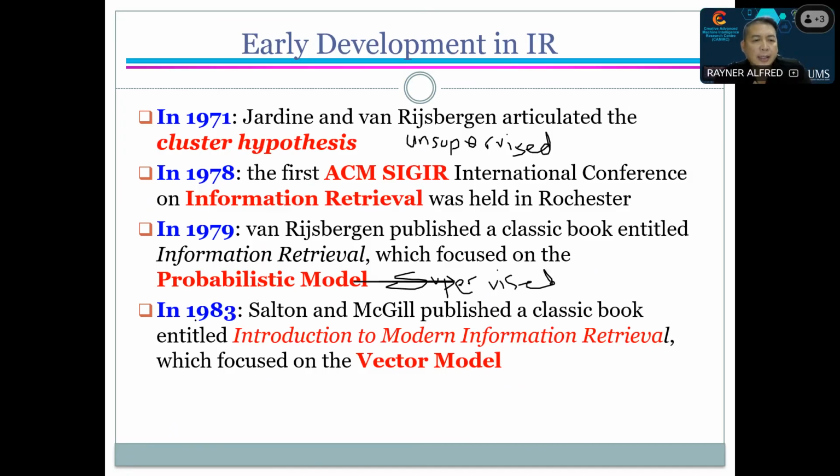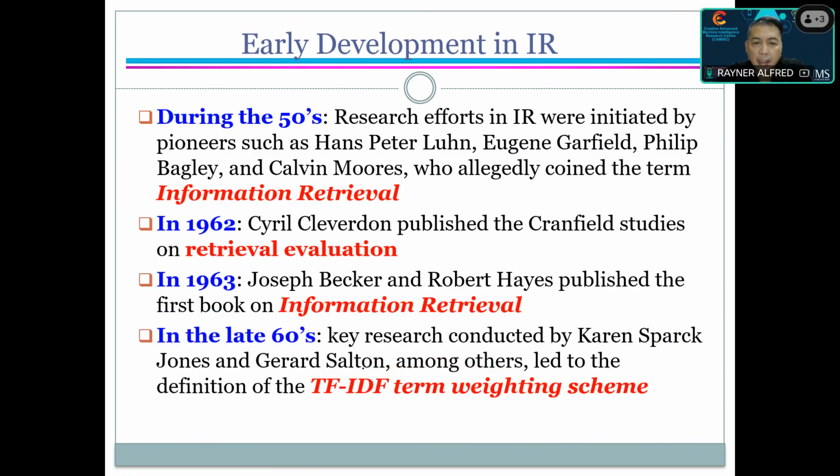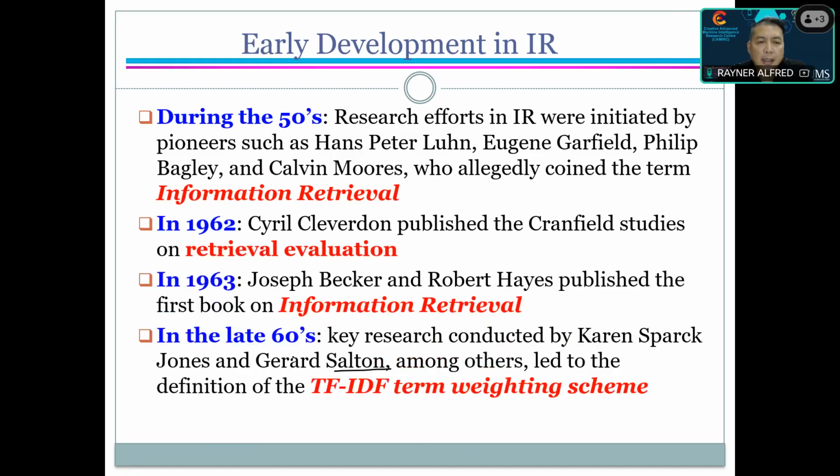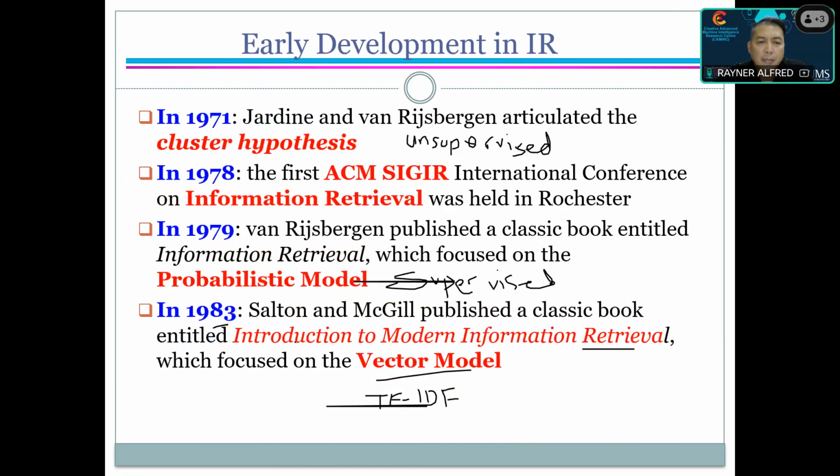Okay. So in 1983, Salton, the same person here, and McGill published a classic book called Introduction to Modern Information Retrieval. They focus on the vector model, which is similar to TF-IDF that was mentioned just now. They started in the late 60s, and then after 20 years, he published the book called Introduction to Modern Information Retrieval.